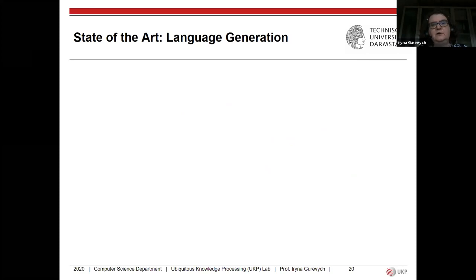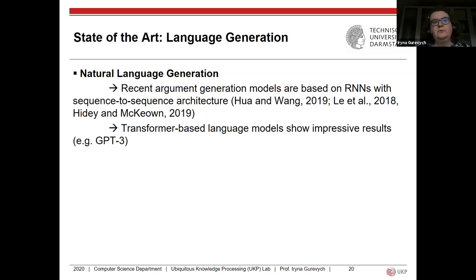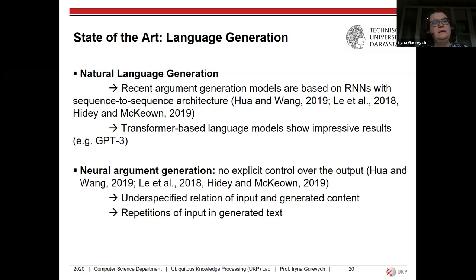In proposing neural argument generation, we of course build on top of the current state of the art in language generation in general, because it's a particular instance of this NLG task. And here we know that in recent years, there have been huge improvements due to recent neural architectures like sequence-to-sequence architectures, and more recently, transformer-based language models. I also want to mention that we are not the first ones to study neural argument generation as such. There has been previous work 2 years ago.